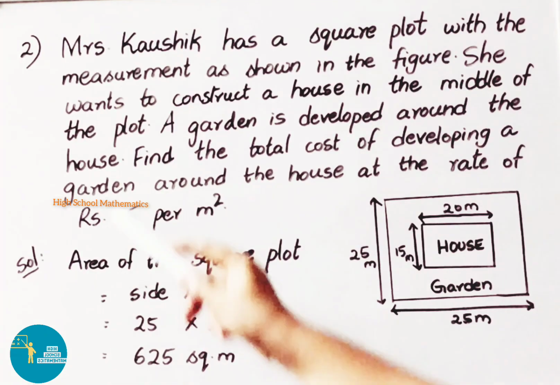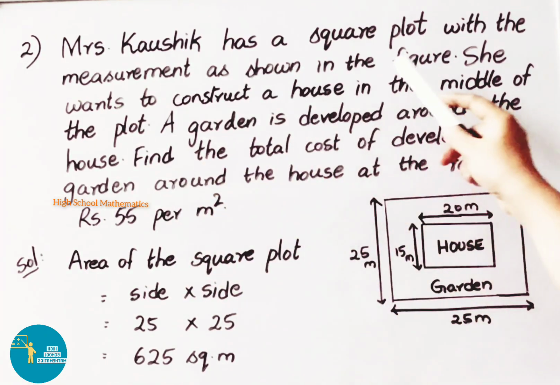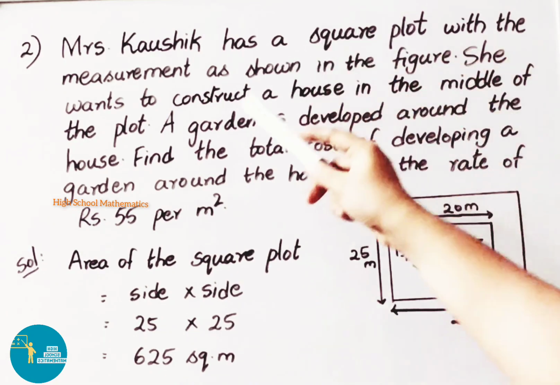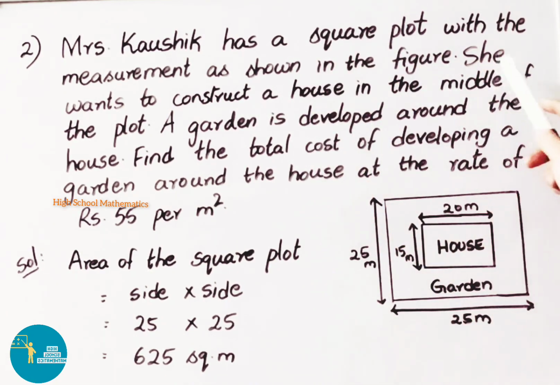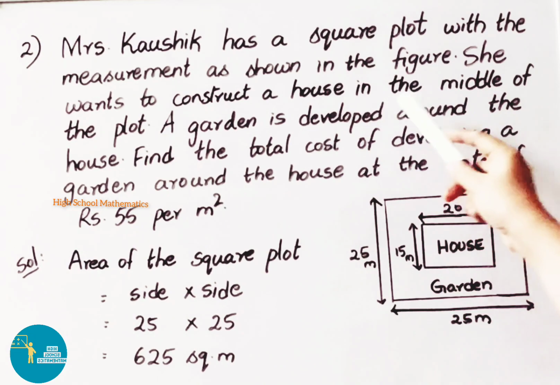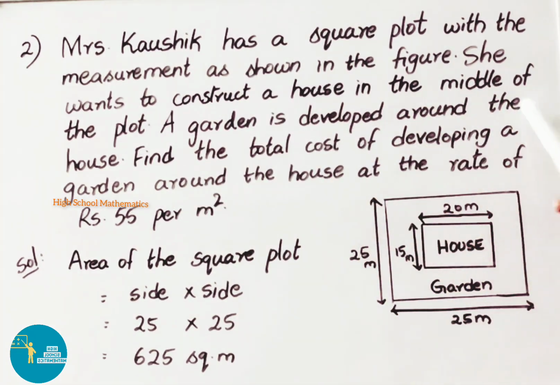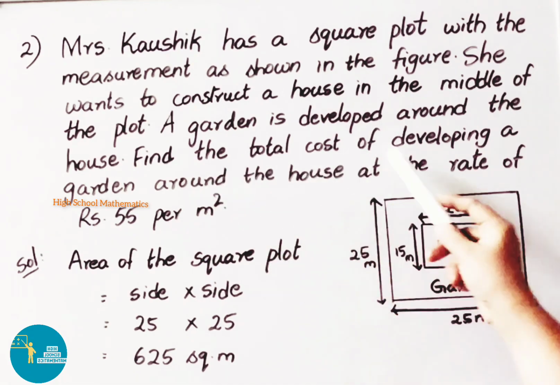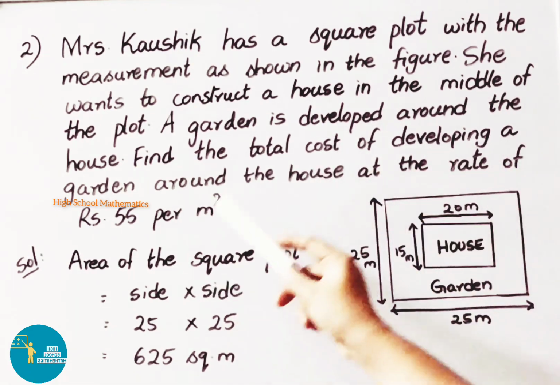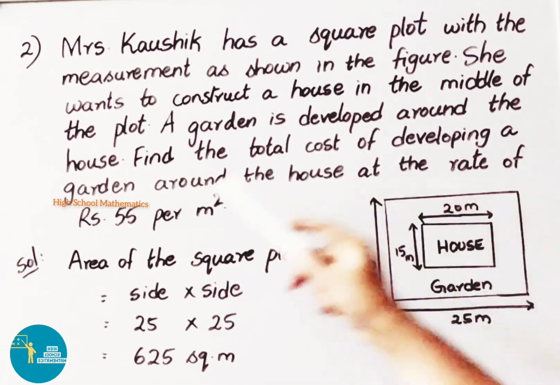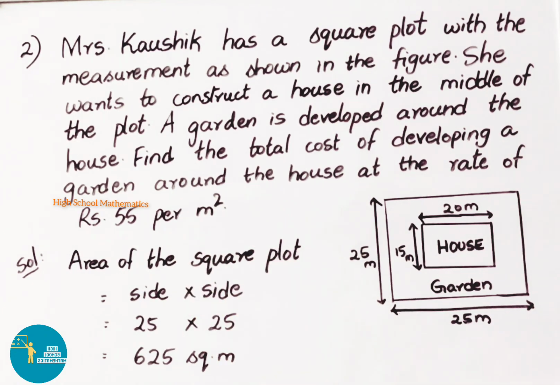See now question number 2. Mrs. Kaushik has a square plot with the measurements as shown in the figure. She wants to construct a house in the middle of the plot. A garden is developed around the house. Find the total cost of developing a garden around the house at the rate of 55 rupees per meter square.